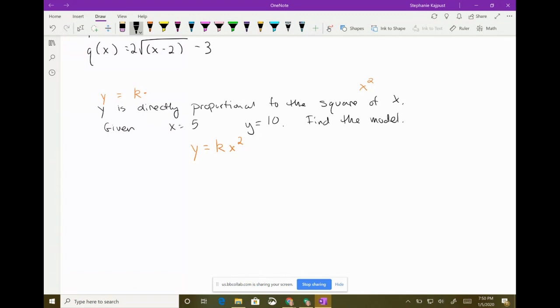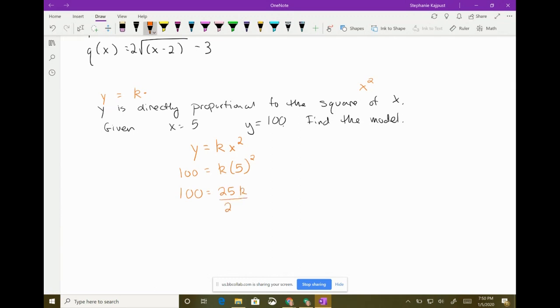No, that's still going to be, let's make y 100. There we go. So you're going to plug in your numbers for y and x. So y is 100, x is 5. So that's going to be 5 squared. And you're going to solve for k. So 100, 5 squared is 25, so equals 25k.